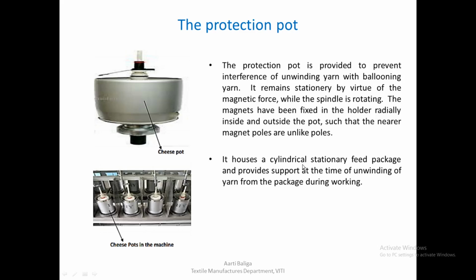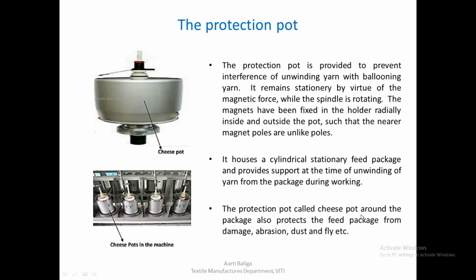It houses a cylindrical stationary feed package and provides support at the time of unwinding of yarn from the package during working. So this is the pot which provides support during unwinding. So this is the image of the cheese pots in the machine.